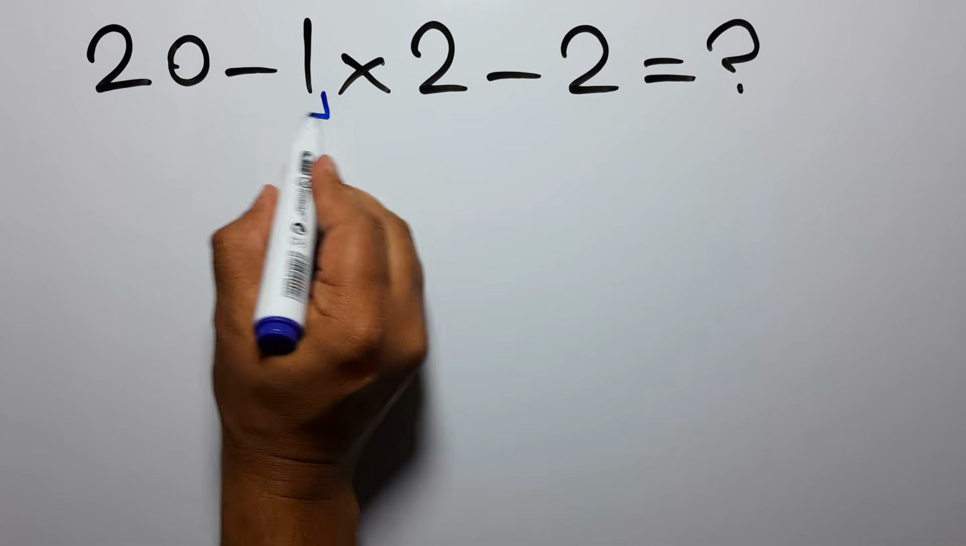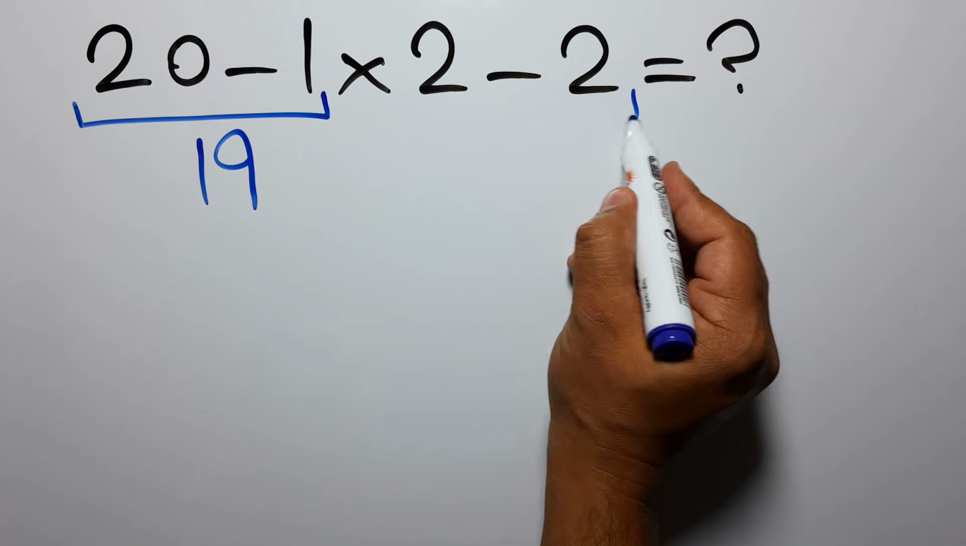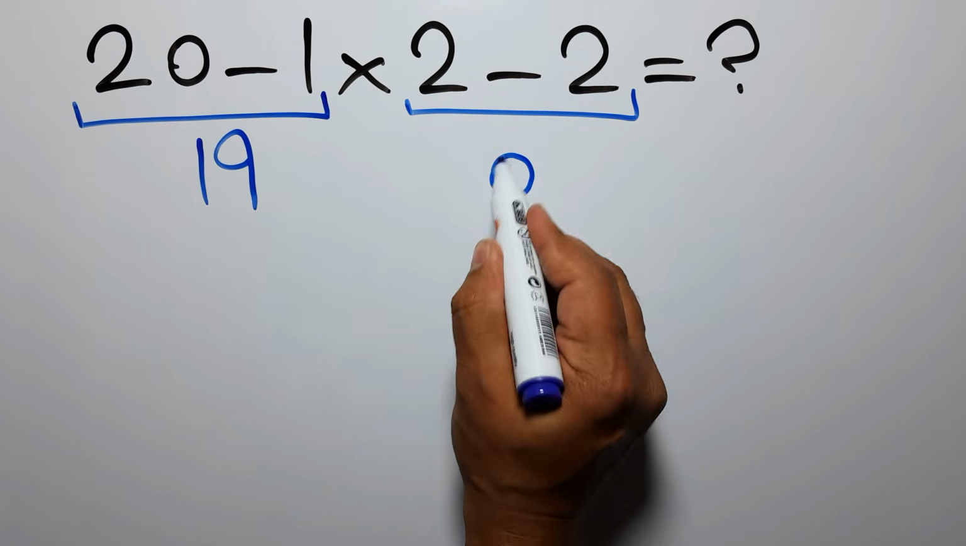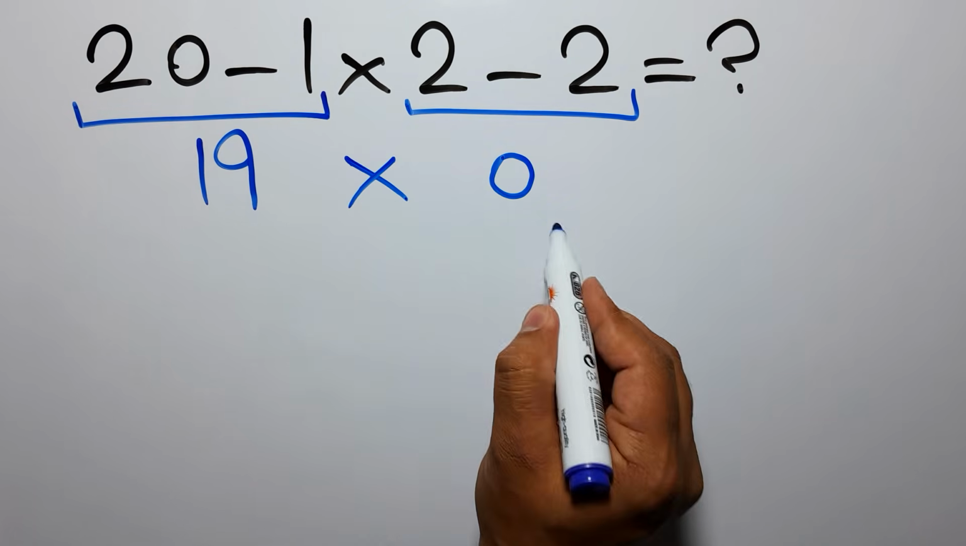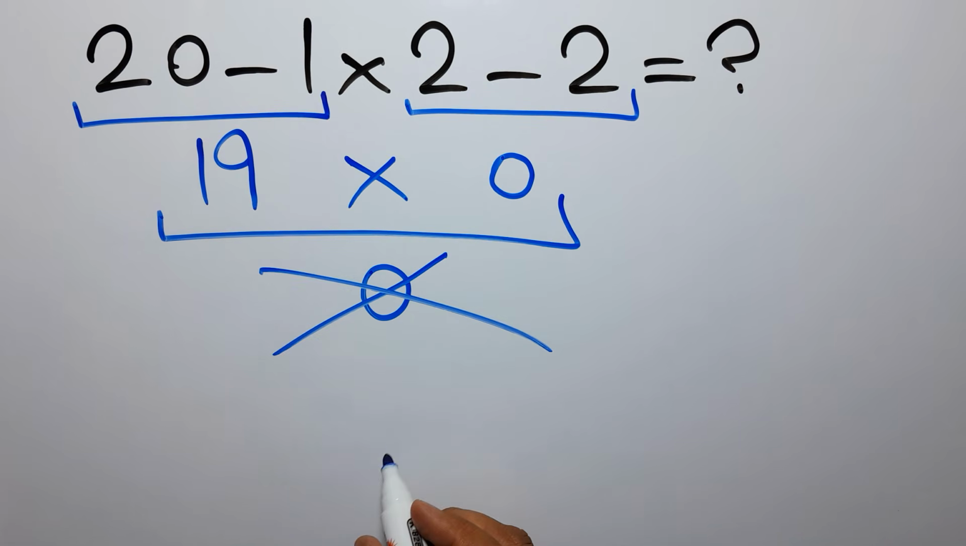20 minus 1 gives us 19. And here we have 2 minus 2, which equals 0. 19 times 0 is just 0. But this answer is not correct.